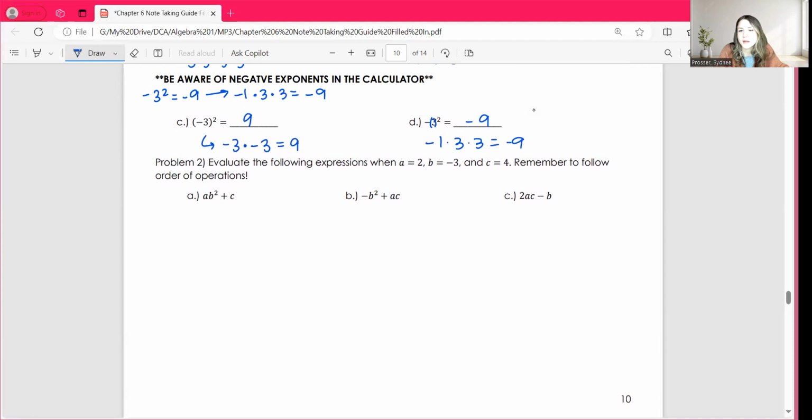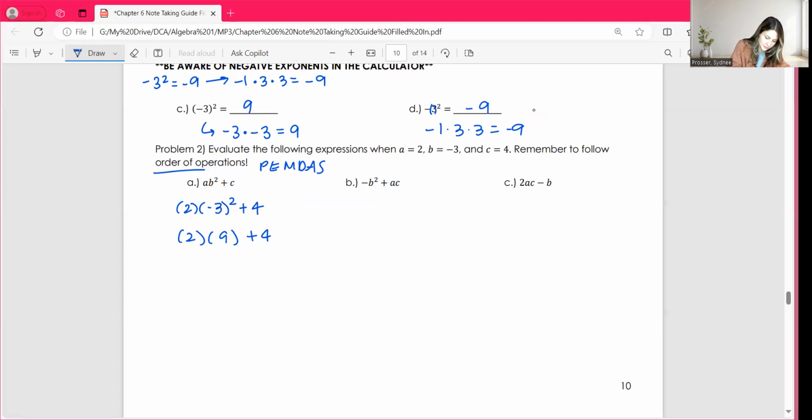And then let's just check out problem 2 here. Some practice with evaluating expressions when we're given numbers for variables. And remember to follow order of operations. So we know A equals 2, so I'm going to substitute a 2 in there. B equals -3, so watch how we substitute with parentheses, plus the C value, which is 4. We're going to follow order of operations, that's PEMDAS. And so that tells me to start with parentheses, exponents. I'm going to start with that -3 squared. -3 squared is a +9. And so then I'll do my multiplication. 18 plus 4 gives me 22.